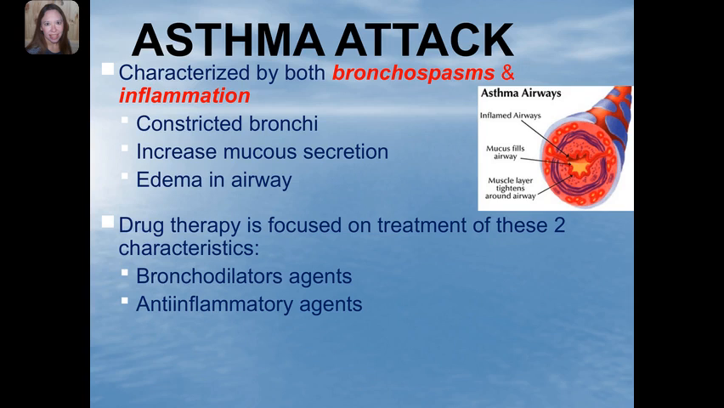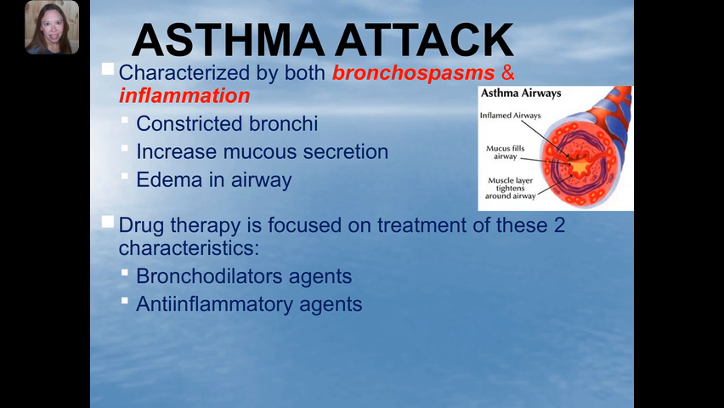So during the asthma attack, the patient is experiencing that bronchospasm. They're also having the inflammation, which is then leading to constricted bronchi. The inflammation is causing increased mucus secretion, specifically in the airways, which then leads to edema in the airways. So again, the biggest issue here is oxygenation. They're not able to get the oxygen in. So we need to make sure we clear out those airways, open the airways up in order for the patient to be able to breathe better.